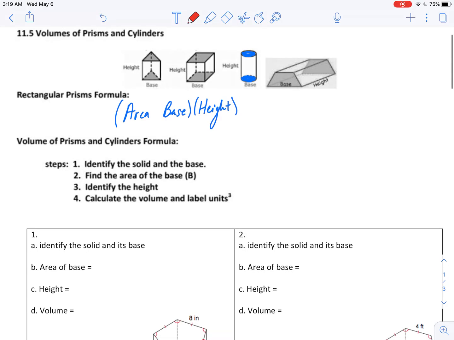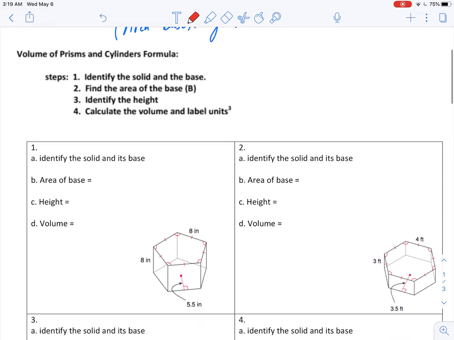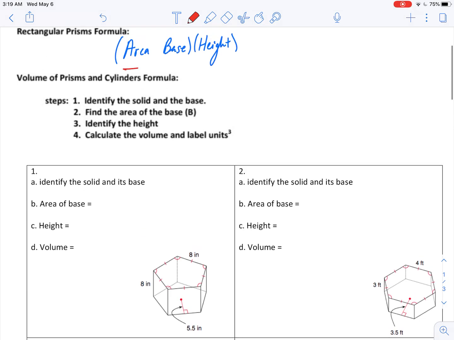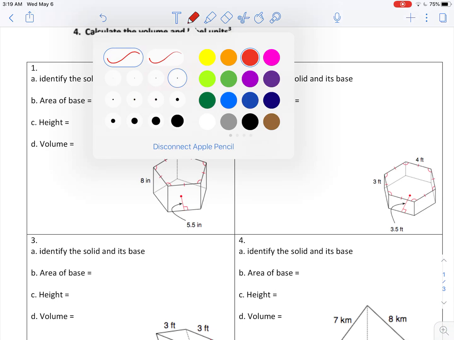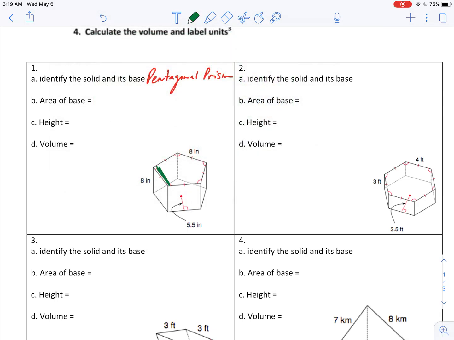So we got to identify the solid and the base, and then we want to find the area of the base and the height for our volume formula. So number one, I've got a pentagonal prism. And how I identify that is I could see that the bases here, these non-rectangular sides, are going to be pentagons. So let's find the area of the base.